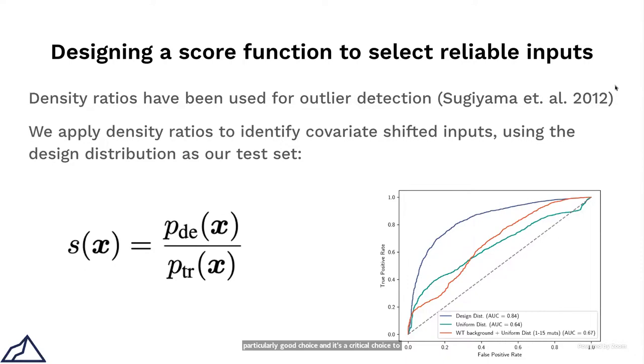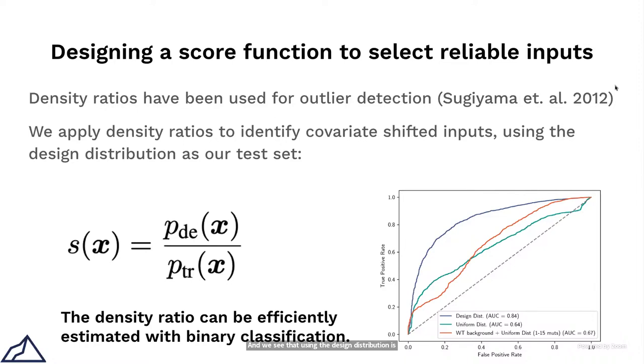We compare using the design distribution to two variants of a uniform distribution, and then an edit distance constrained version of the uniform distribution. And we look at the discriminative capabilities of this particular score function in identifying functional variants. And we see that using the design distribution is absolutely key.